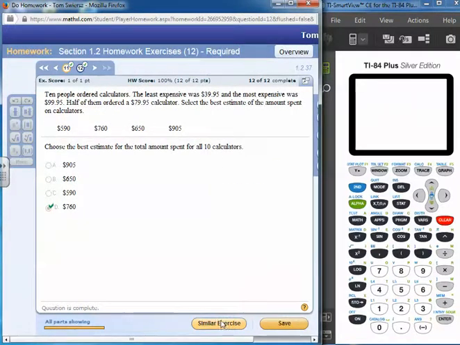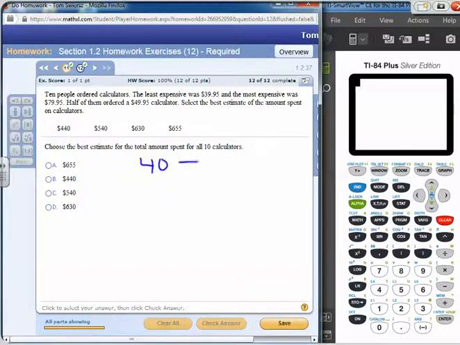Number 11. Let's do number 11. 10 people ordered calculators. The least expensive is $40, and the most expensive was $80. Half of them, so half of 10 people, so 5 people, ordered a calculator for $49.95. Estimate the amount spent on all the calculators.